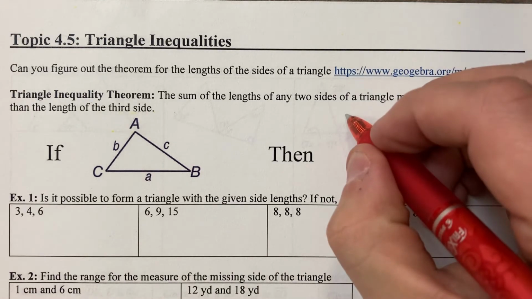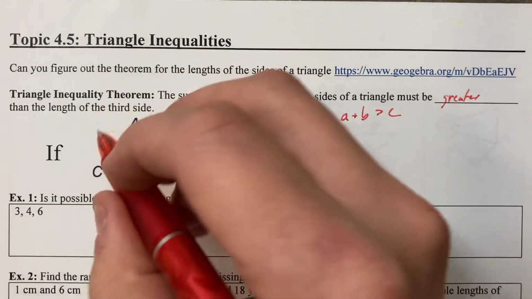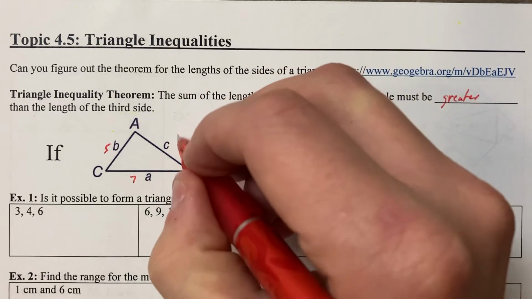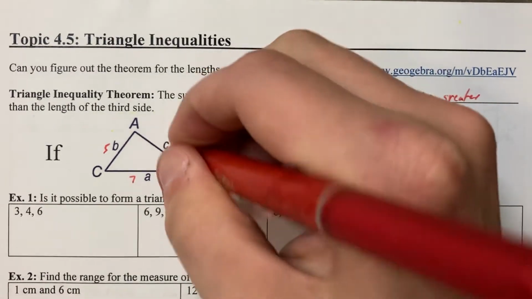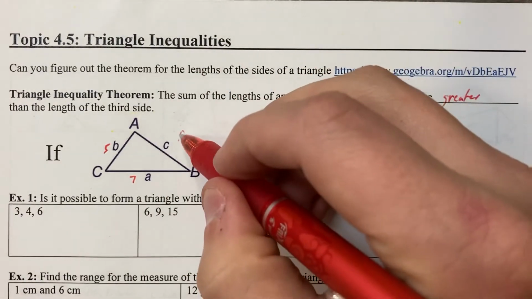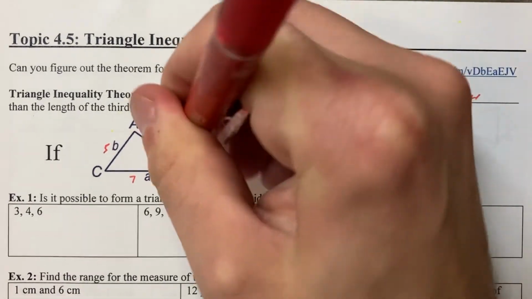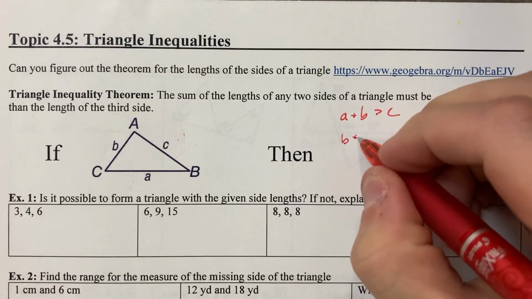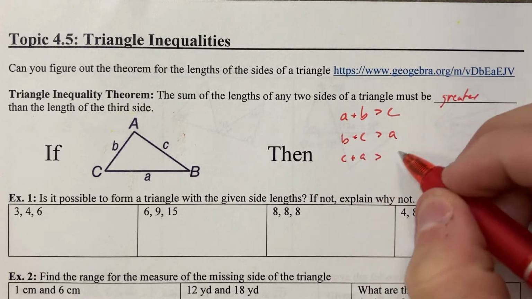So what it means is that A plus B has to be bigger than C. So like this can be 5 and 7, for example. And now C, it can't be 15. You can't have C be 15 here, because 5 plus 7 is not bigger than 15. It could be 9. You could have C be 9. 5 plus 7 is bigger than 9, so that works. And not only that, but also the other two sides. B plus C has to be bigger than A, and C plus A has to be bigger than B.